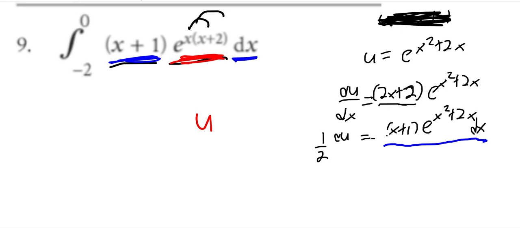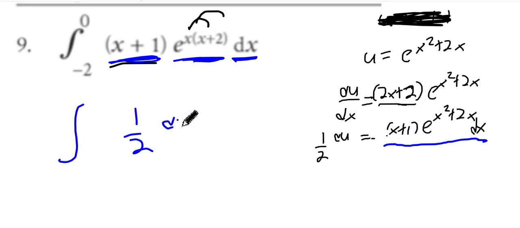Oh, there's an e there. So there's an extra e, isn't there? Hmm. What I'm thinking is maybe I don't sub that out with u. See that red one? Maybe the whole thing's a half u, isn't it? There's more than one way of doing this as well.